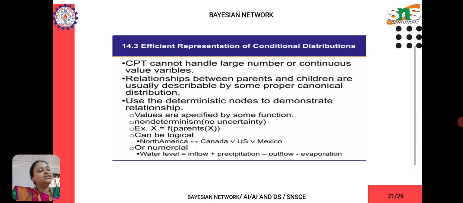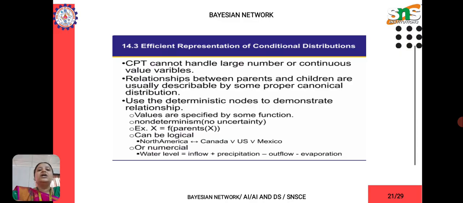So this video is all about Bayesian networks. It's a continuation. In the previous video we saw what a Bayesian network is, how it is represented, and how it is implemented. In this video we will be seeing certain other concepts related to Bayesian networks. The first thing is the efficient representation of conditional distributions.